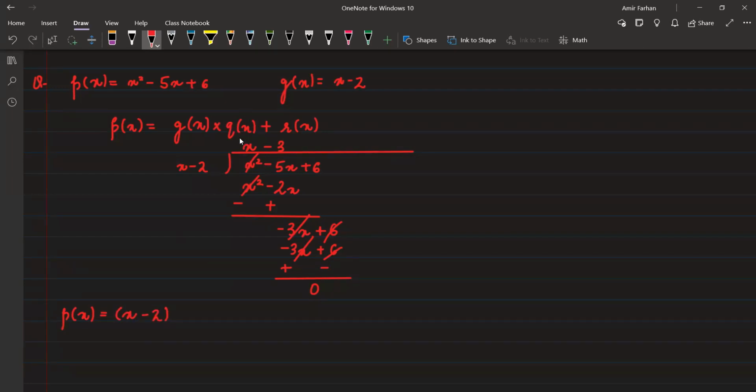What is the value of q(x)? यह आपका q(x) होता है, quotient into (x minus 3), plus remainder. It can be 0 or it can have something. तो अभी हमारे केस में 0 है. So ultimately what you will get is (x minus 2) and (x minus 3). अब बताओ, क्लियर है आपको ये, आर्या?